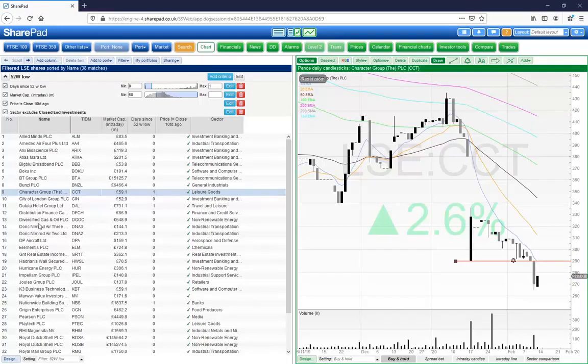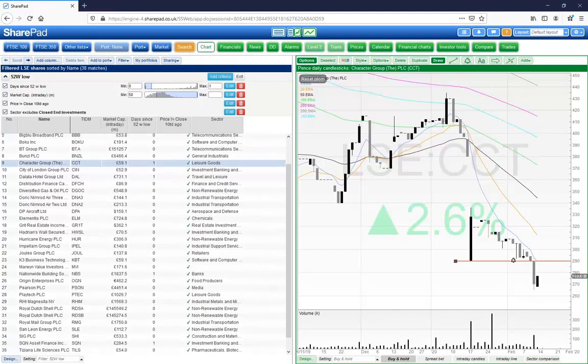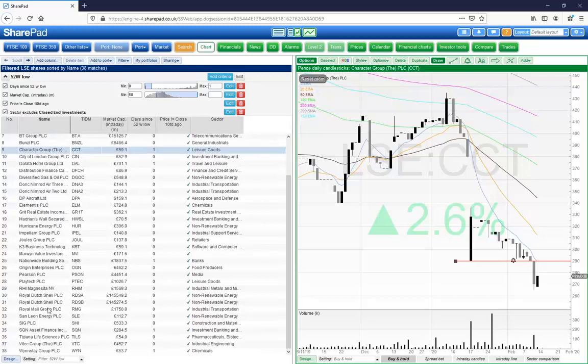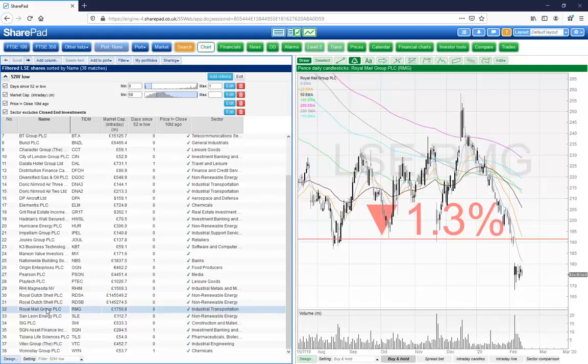Let's see if we can find. Has anyone got any stocks that they know that are going down that we'd like to have a look at? So Royal Mail Group, that one, it's clearly fallen through support, but it did so on earnings. Countrywide, thanks Terry. Let's have a look at that after Royal Mail.